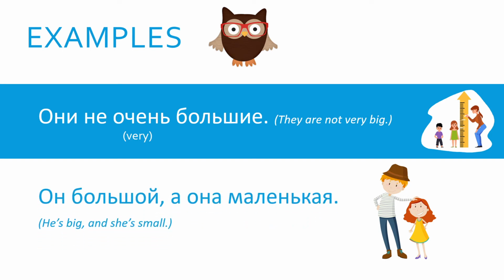Он большой, а она маленькая. He's big and she is small. Он большой, а она маленькая.